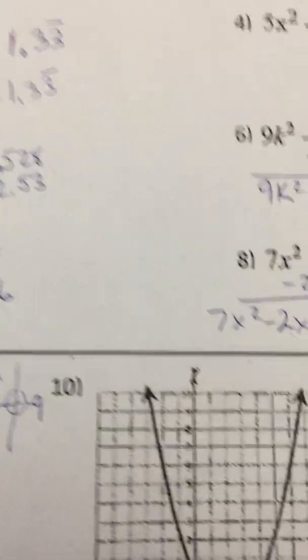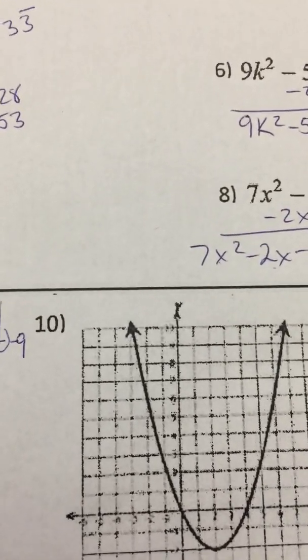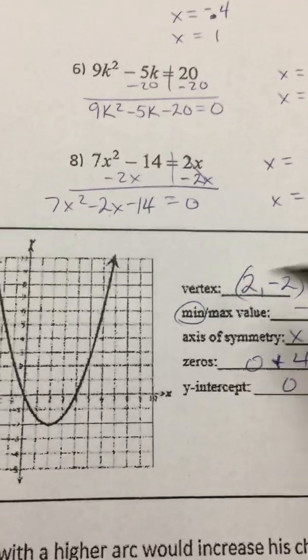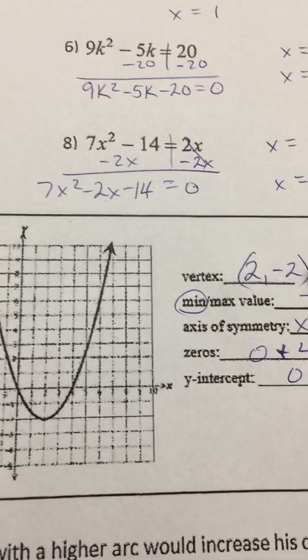Now, the second one, they give you the graph. So they ask you all these things about the lovely graph. So hopefully you pause the video. You've already done it. And you're coming back to check your answers. So the vertex, of course, was at 2, negative 2, because from the origin, you went right 2 and down 2. X always first, y always second.